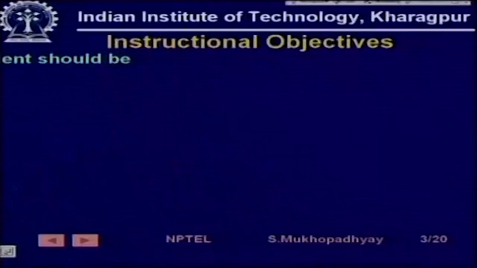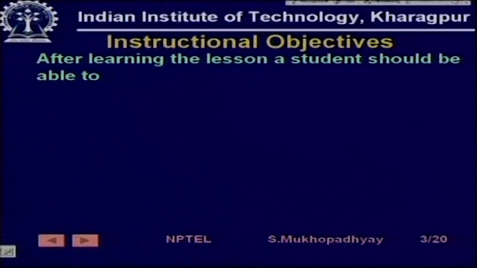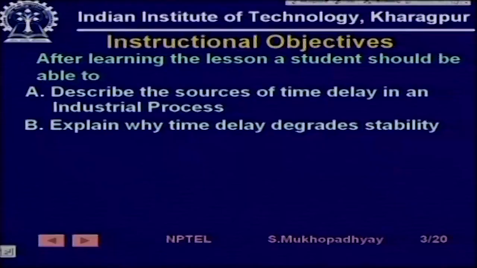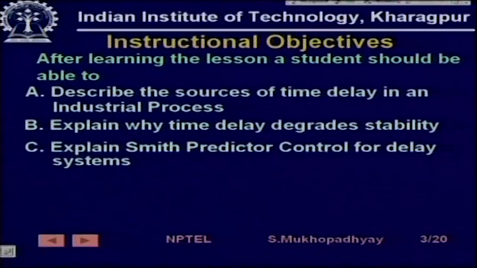As is our practice, we will first look at the instructional objectives for this course. Number one, first of all, we need to understand how time delays arise in industrial processes, and then we need to understand the effect of this delay, and why it generally degrades stability and creates problems. And finally, in the context of time delay, we have to look at at least one effective way of controlling it and see what it involves.